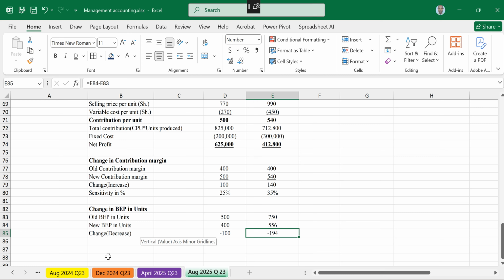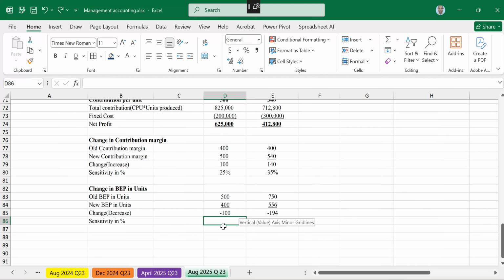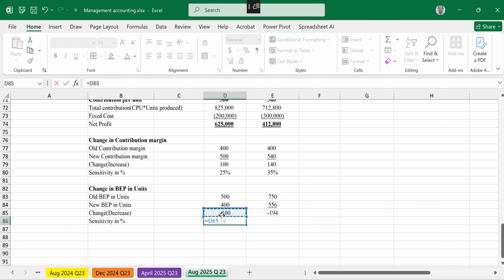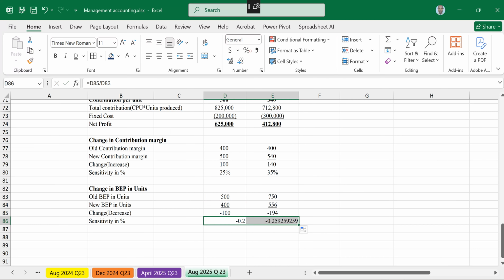Sensitivity in percent. Sensitivity will now be equal sign, the 100 divided by 500, the old one, then enter, drag across, convert that to percent, and we can center. That is the change in BEP in units.